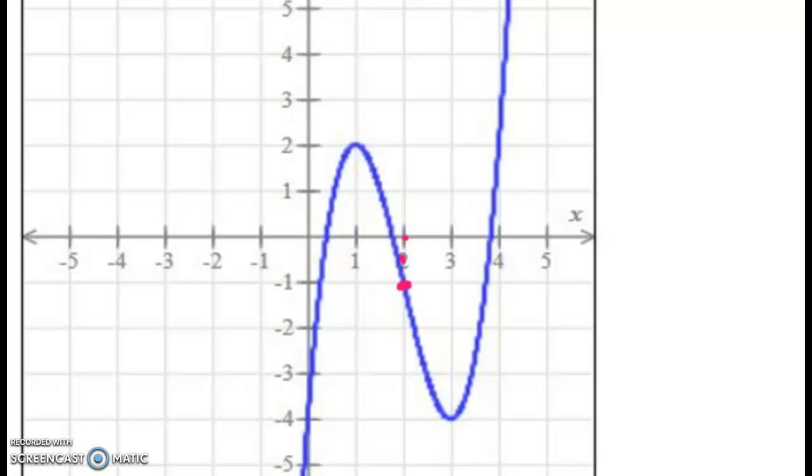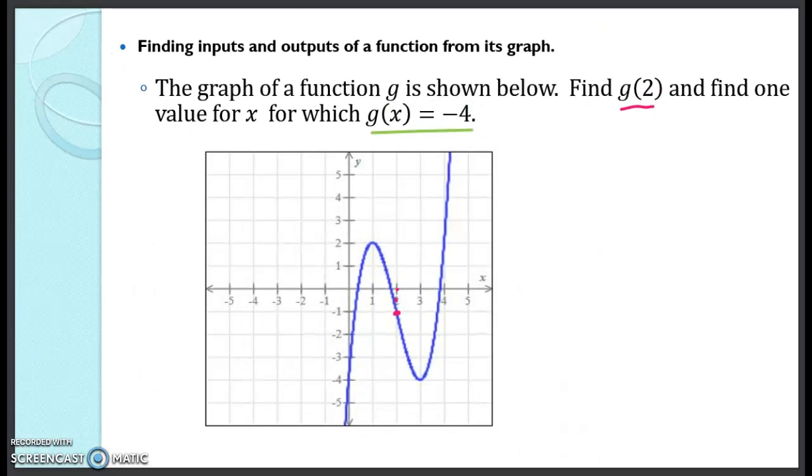Okay, that one was a little hard to see. That is about -1. So g of 2 equals -1. What about the value for which g of x is equal to -4? So our output is -4. Output is the y value. That happens here and here.